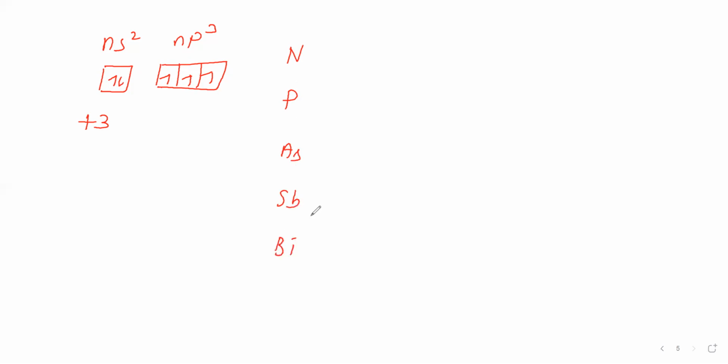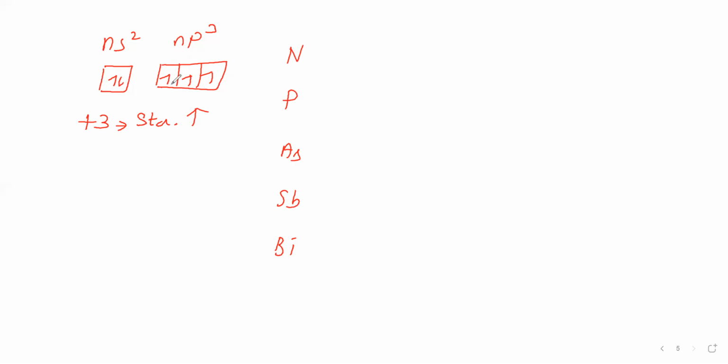Next, this ns2 np3, here 2 electrons, here 3 electrons. If these 3 electrons alone are involved in a chemical reaction, then these elements can show the +3 oxidation state. Now we take nitrogen, phosphorus, arsenic, antimony and bismuth. Down the group, the stability of +3 increases.